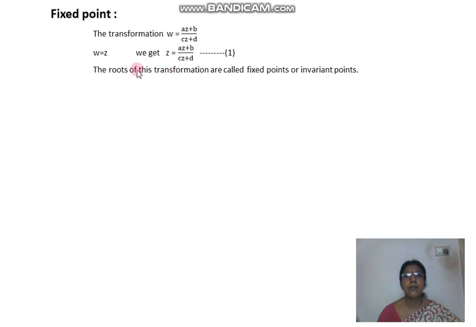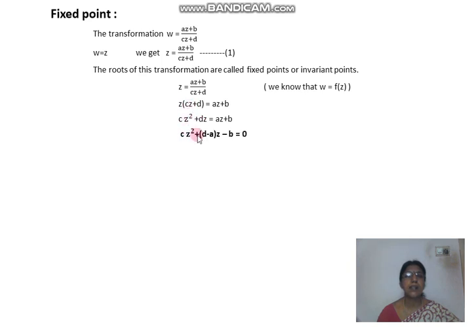So for fixed points, you remember, put W is equal to Z. You get this equation and the roots of this equation are called fixed points. Now this one becomes like this. On cross multiplication you get this one. The next step, multiplication. Then this is the equation. Okay ma, this is the process.